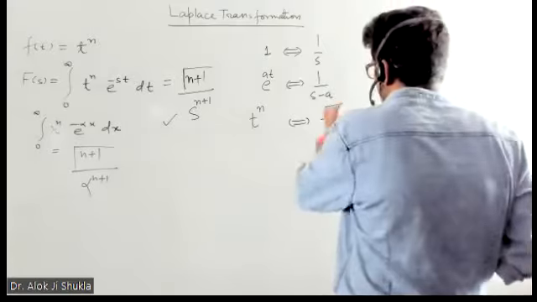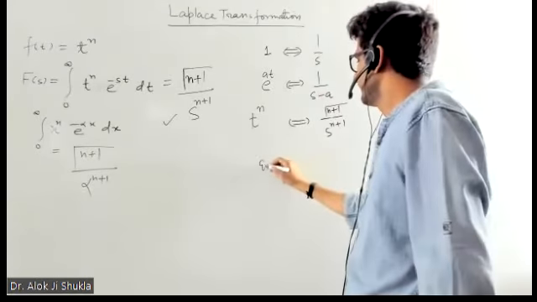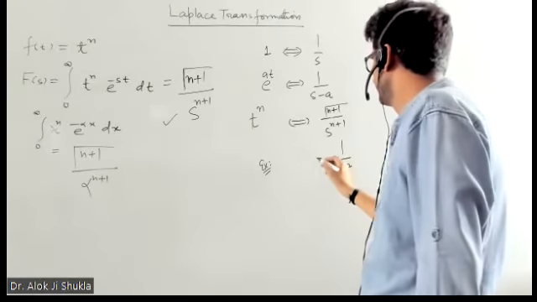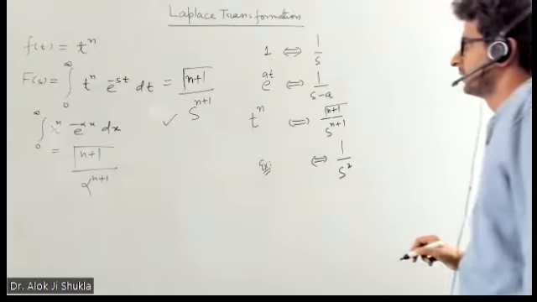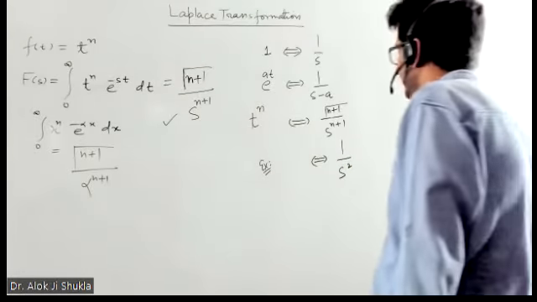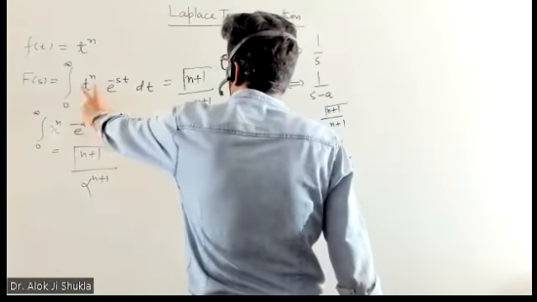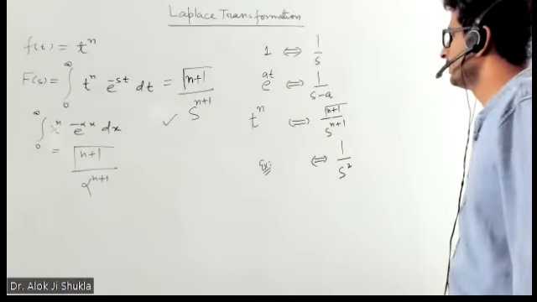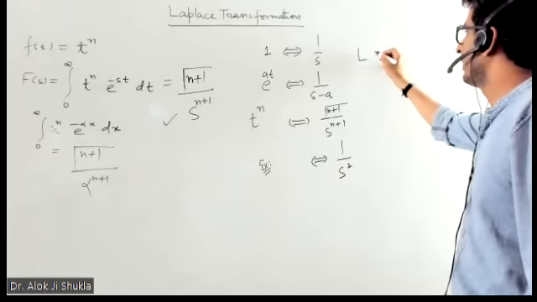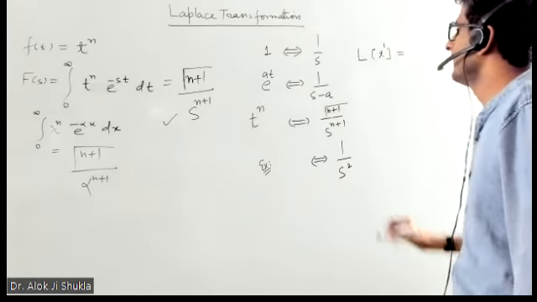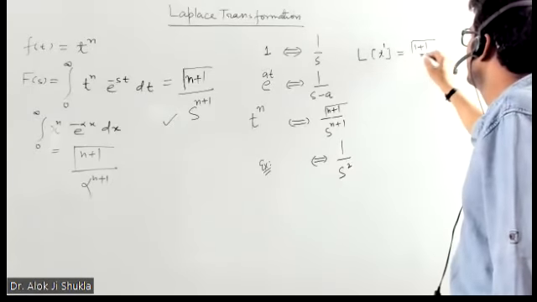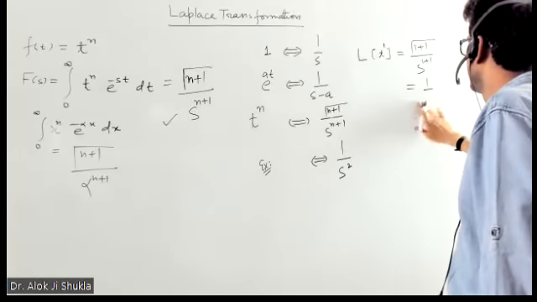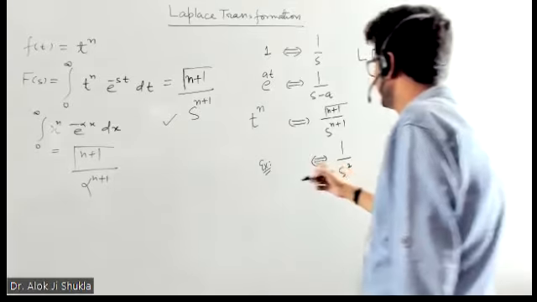So if I ask what is the inverse Laplace of 1/s square, then what will you say? Please see this. The Laplace of t to the power 1 will become gamma 1 plus 1 by s to the power 1 plus 1, so that will be 1/s square. So the inverse Laplace of 1/s square is t.